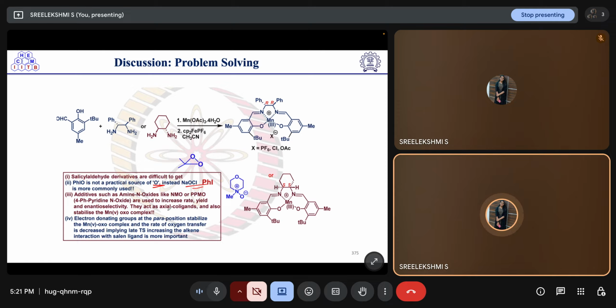These compounds act as axial coligands and also stabilize the manganese(V) oxo complex. An electron donating group at the para position stabilizes this manganese(V) oxo complex, and the rate of oxygen transfer is decreased, implying a late transition state. Increasing the alkene interaction with the salen ligand is more important.